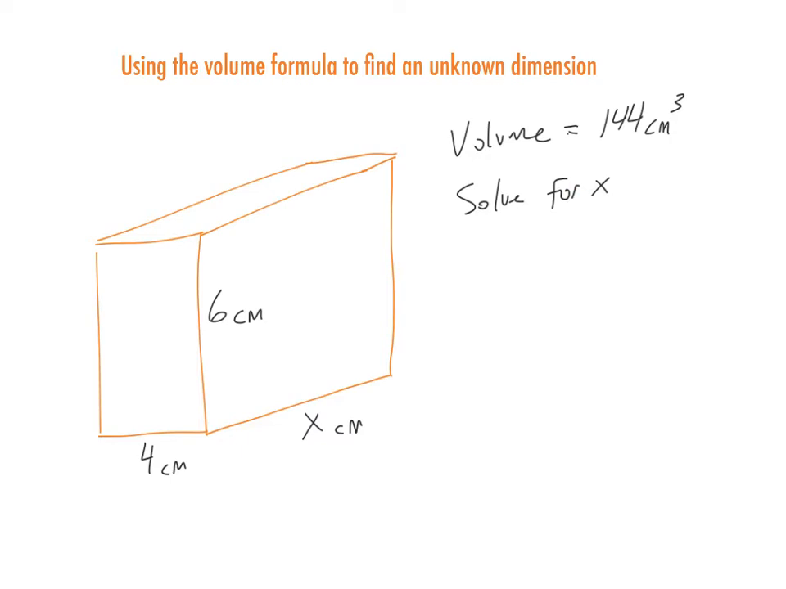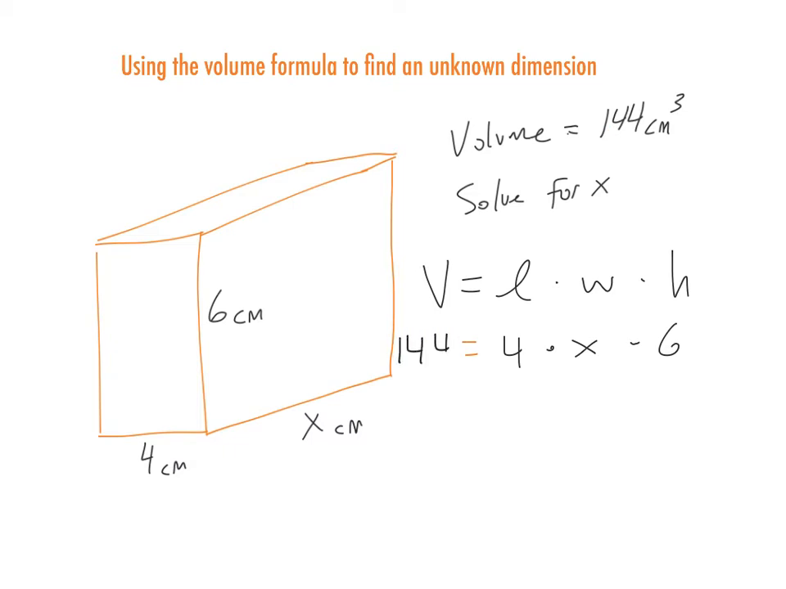Okay, so let's start with the formula. Always go to the formula. What is the volume formula? Length times width times height. So what is the length? Well, in this case, the length is going to be 4, okay, times the width. Don't know. I'll use the x because I don't know, right? Times the height, which is 6. But the other thing I do know is the V, right? I know what the volume is. They told us it's 144.